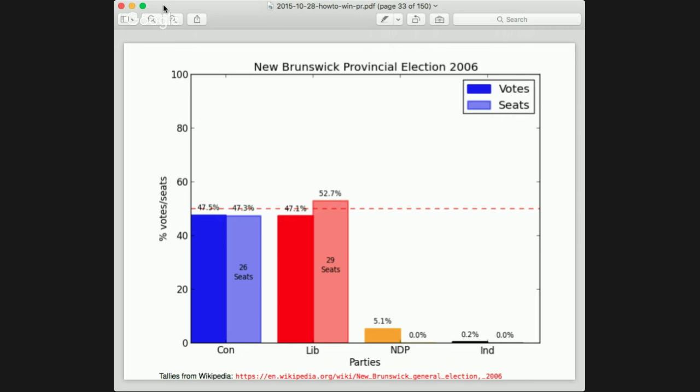The other way that this can happen is vote splitting. In this case, it probably wasn't vote splitting, but you can have a third party that splits away votes and causes the party with the most votes to lose a bunch of ridings just by a little bit. Yep, Bob?